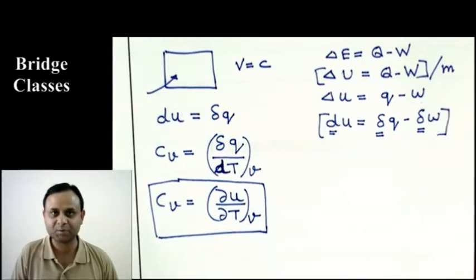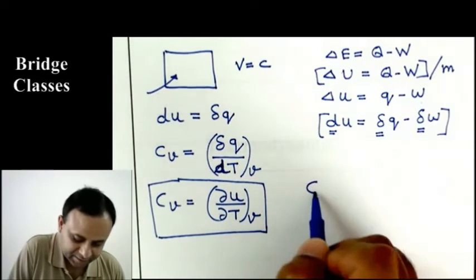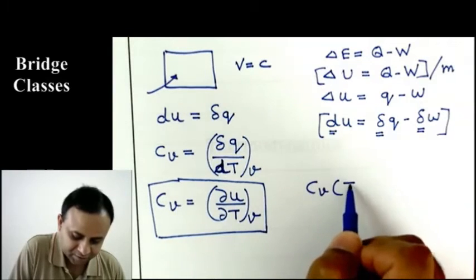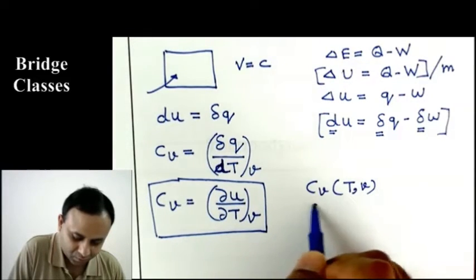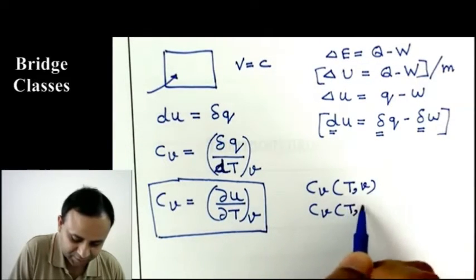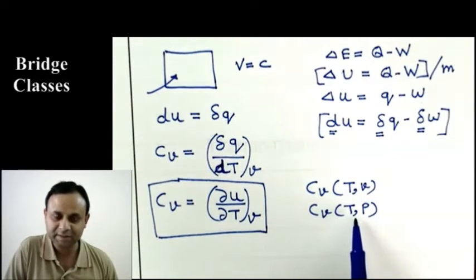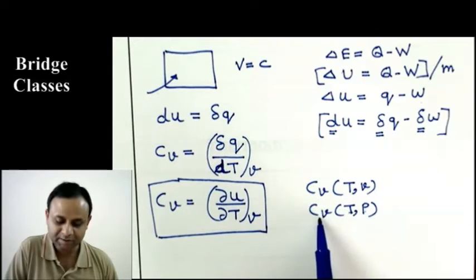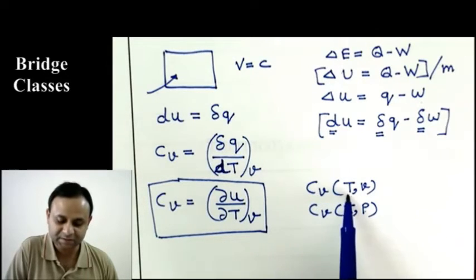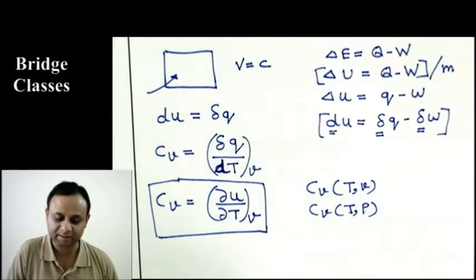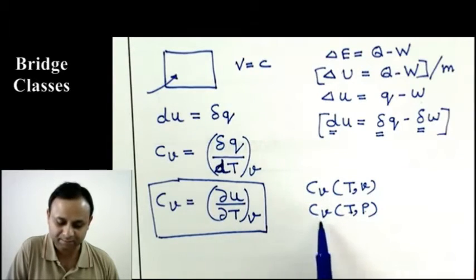Okay, so CV is a property now. So you can write CV as a function of temperature and volume, or as a function of temperature and pressure. Because from the state postulate, if you fix two properties, then the other becomes fixed. So CV is a function of two variables like that.